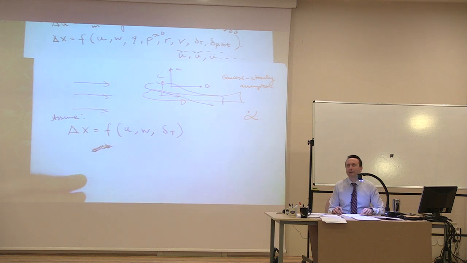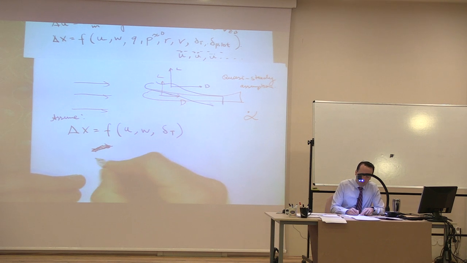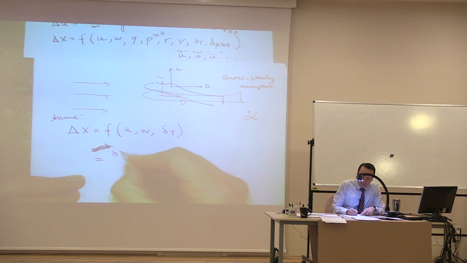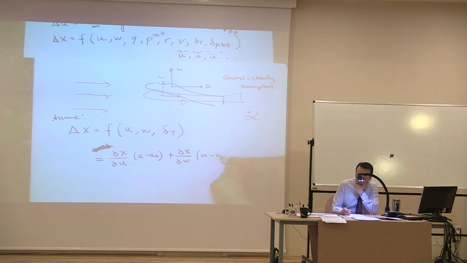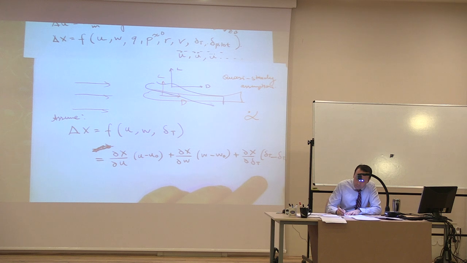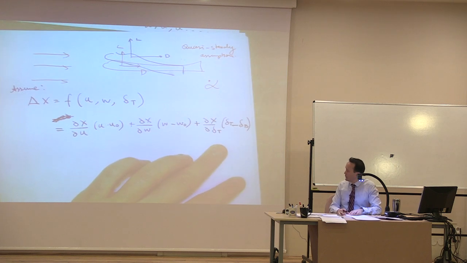Actually, how can I do this? Let me first linearize. Del x, del u will be u minus u0, plus del x, del w, w minus w0, plus del x, del delta t times delta t minus delta t zero. Okay.